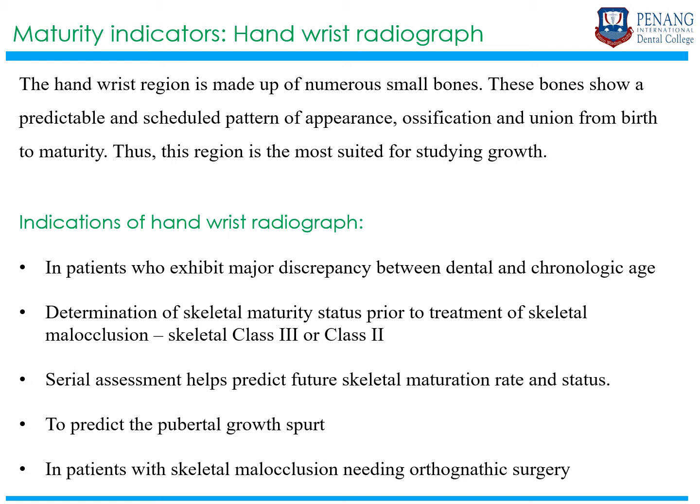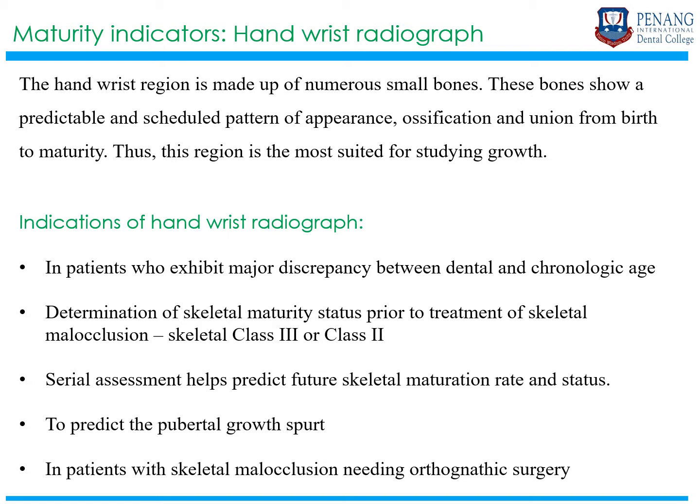If you look at your wrist, you can understand that it is made up of numerous small bones. These bones show a predictable pattern of appearance, ossification, and union from birth to maturity, and hence it's suited for studying and understanding growth. So what are the indications of a hand wrist radiograph?